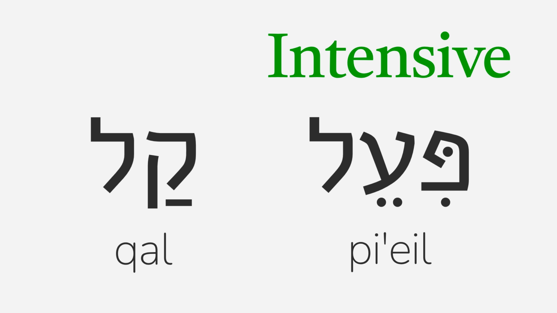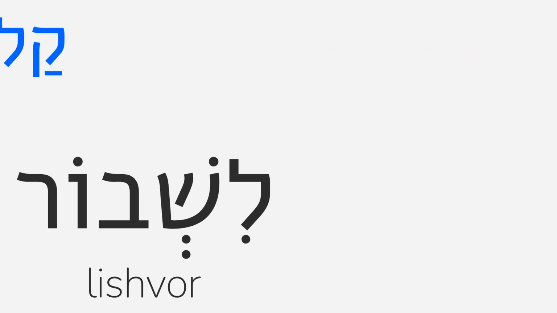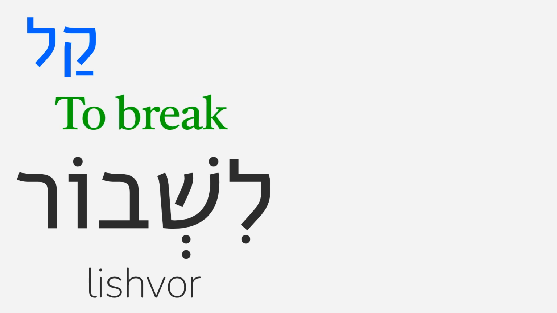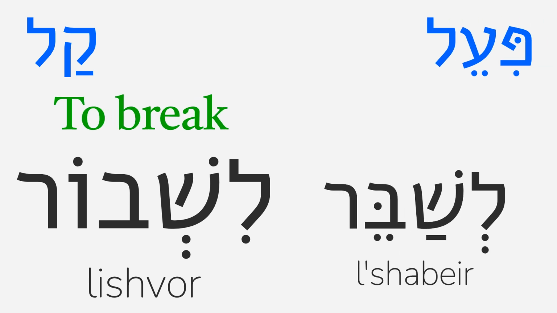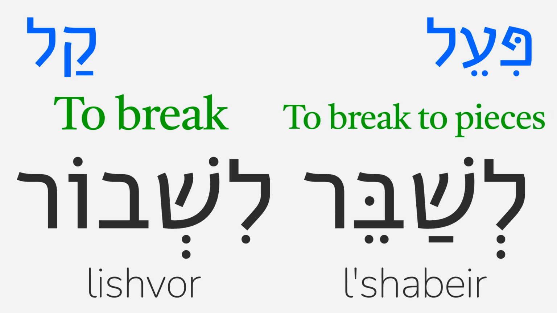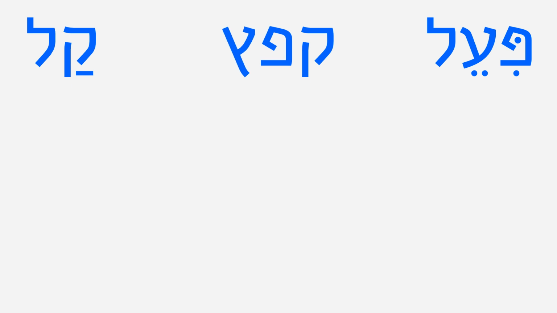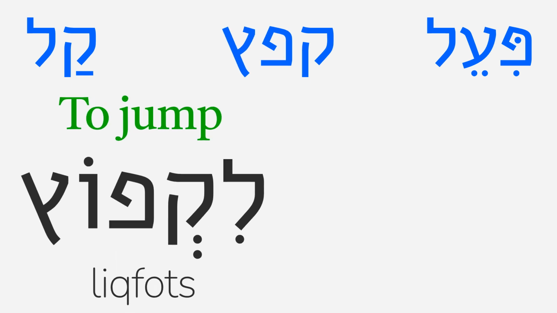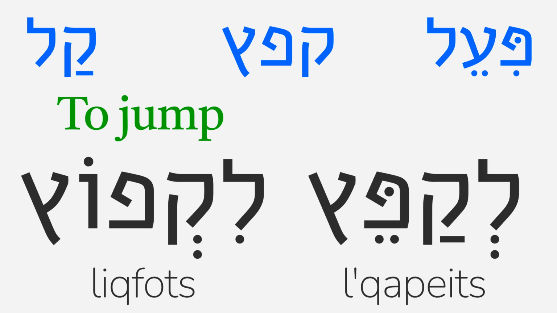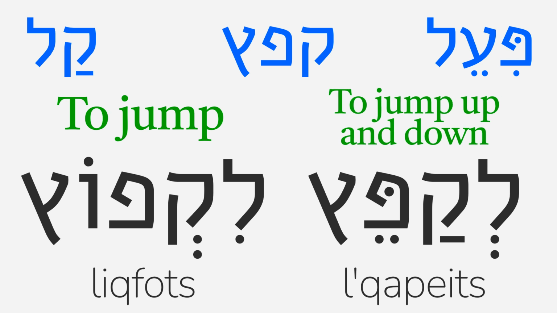than the kal verb. For example, the verb lishvor in the kal binyan means to break, while the Piel verb lashaber means to break to pieces, a more intense meaning. You can put the root kuf pet tsadi into the kal binyan to make likfotz, to jump, or you can put it in the Piel binyan to make lakapetz, which has a more intense meaning, to jump up and down.